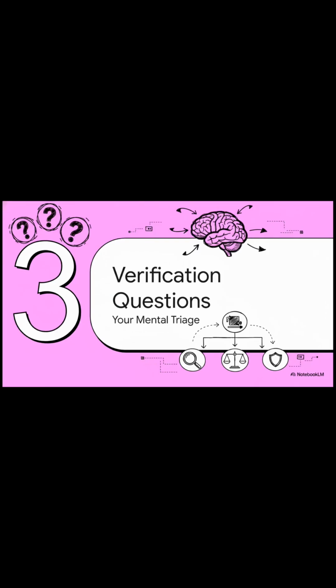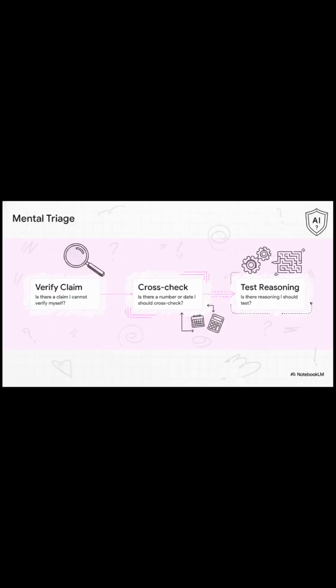Which brings us to Section 3. 3 essential verification questions, your mental triage. So how do we actually fight back against that false confidence? You use these 3 essential questions as your immediate, actionable defense mechanism. You prompt the AI, it spits out an output, and before you do anything with it, you just hit pause and ask. First, is there a claim here I cannot verify myself? Second, is there a number or a date I should cross-check?